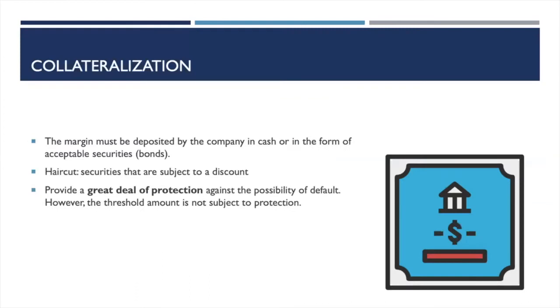The margin must be deposited by the company with the financial institution in cash or in the form of acceptable securities such as bonds. The securities are subject to a discount, known as a haircut, applied to their market value for the purposes of margin calculations. Collateralization agreements provide a great deal of protection against the possibility of default. However, the threshold amount is not protected. This occurs because when the company gets into financial difficulties, in most cases, it will stop responding to requests to post collateral.